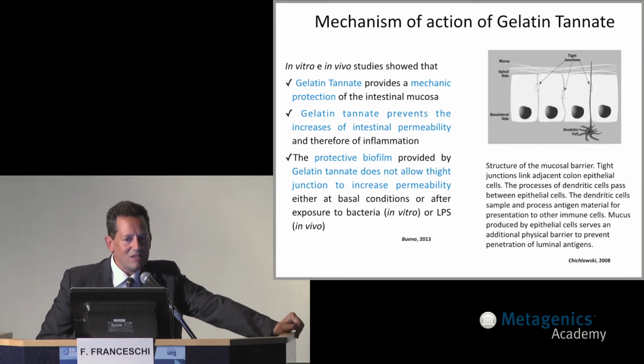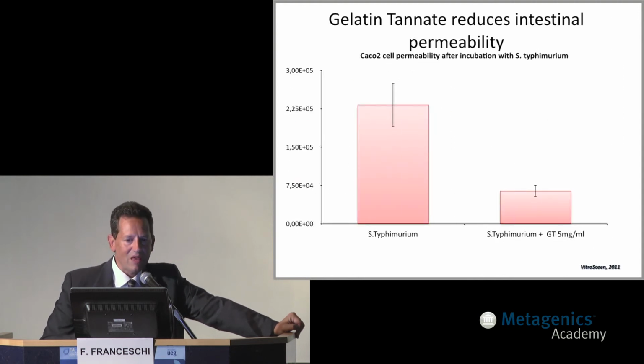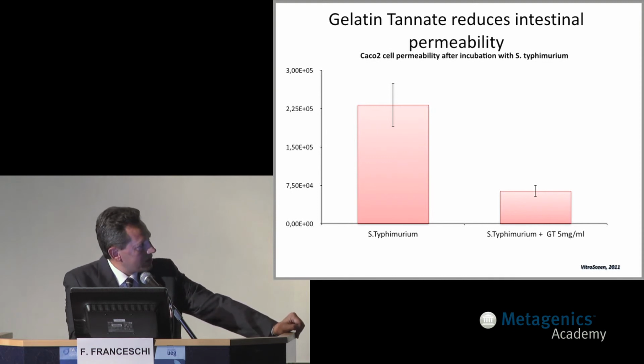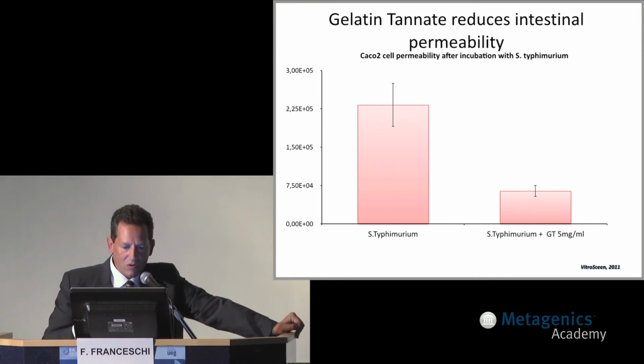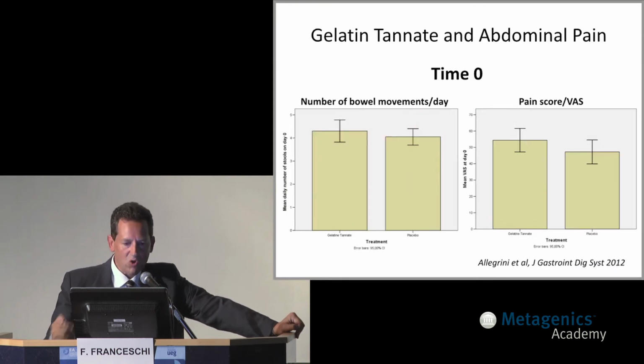This is a very interesting study on gelatin tannate in patients with abdominal pain and acute gastroenteritis. Gelatin tannate provides a mechanical protection of the intestinal mucosa and prevents the increase of intestinal permeability, a very big issue. This is a study on Caco-2 cell permeability after incubation with Salmonella typhimurium. As you can see here, the concomitant treatment with gelatin tannate decreased the intestinal permeability of those cells.